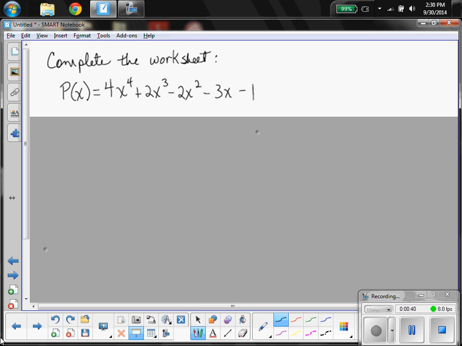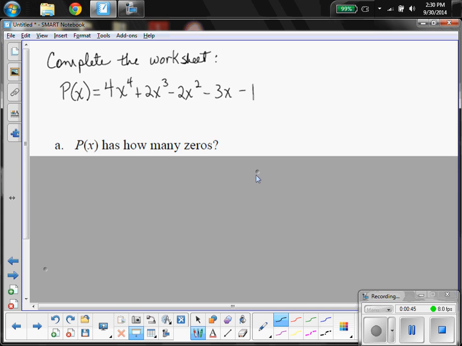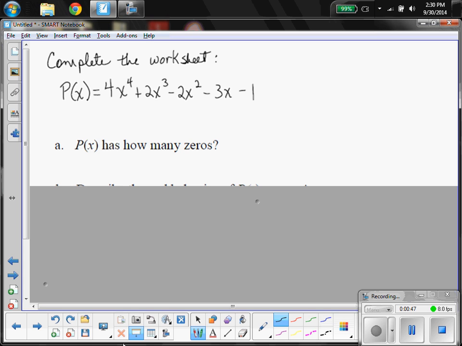So here's my polynomial. It's a 5-term polynomial, and of course the first thing you'll want to do is to determine how many zeros the polynomial has. Remember that deals with the degree of the polynomial. So my polynomial will have 4 zeros. There are 4 values of x that make p of x equal to 0.